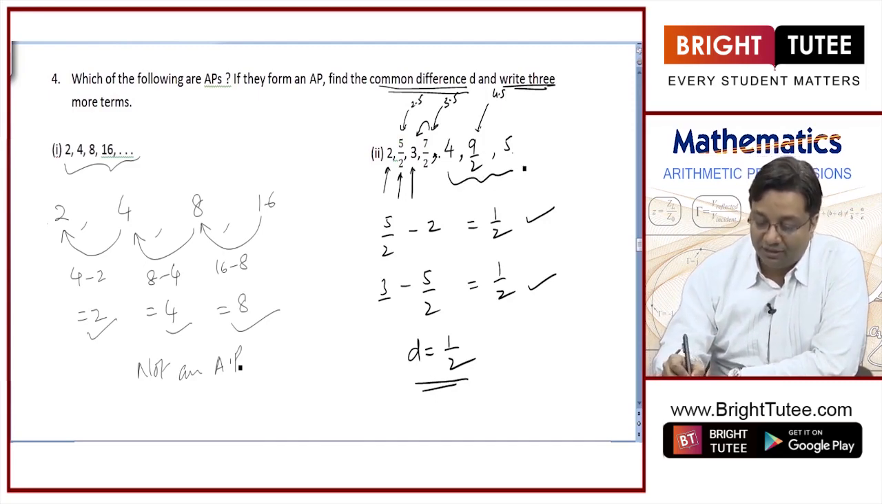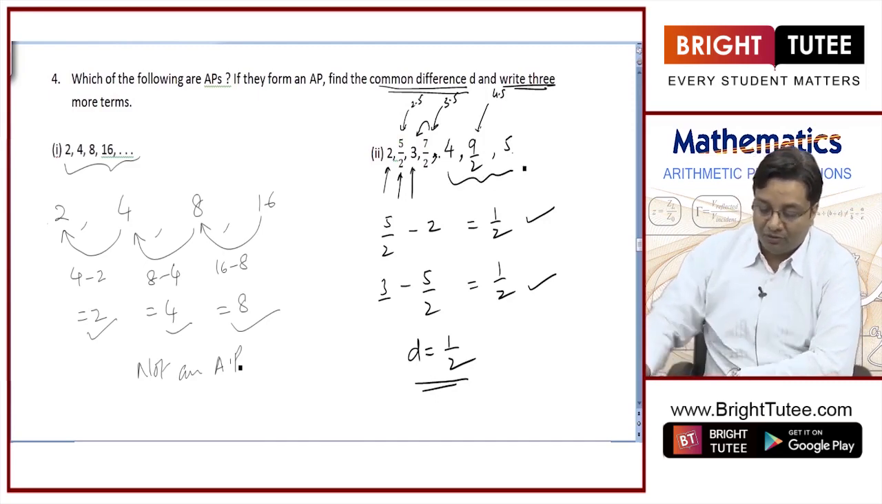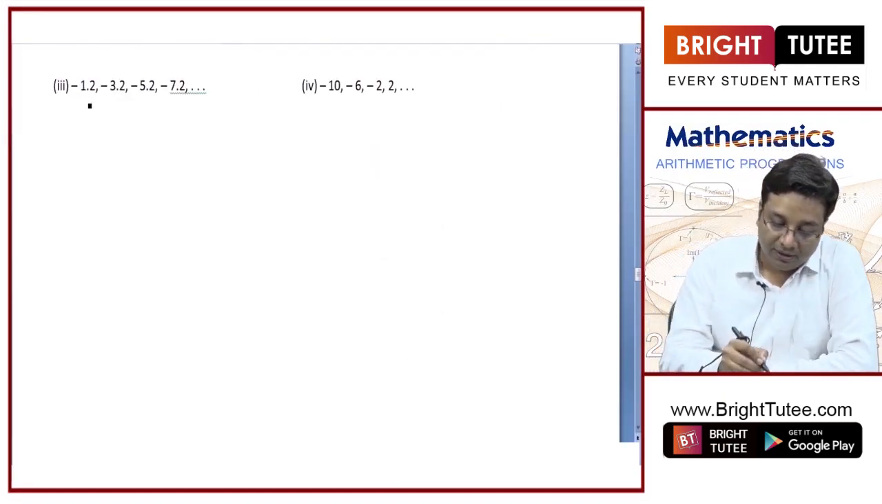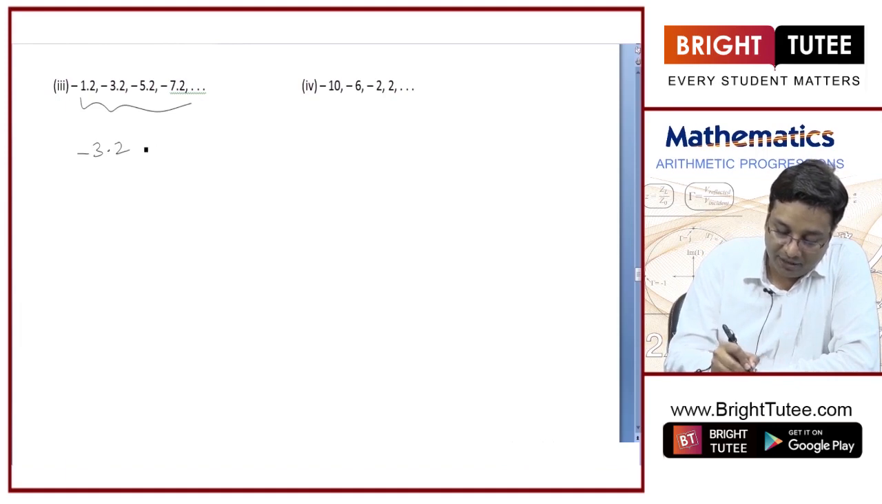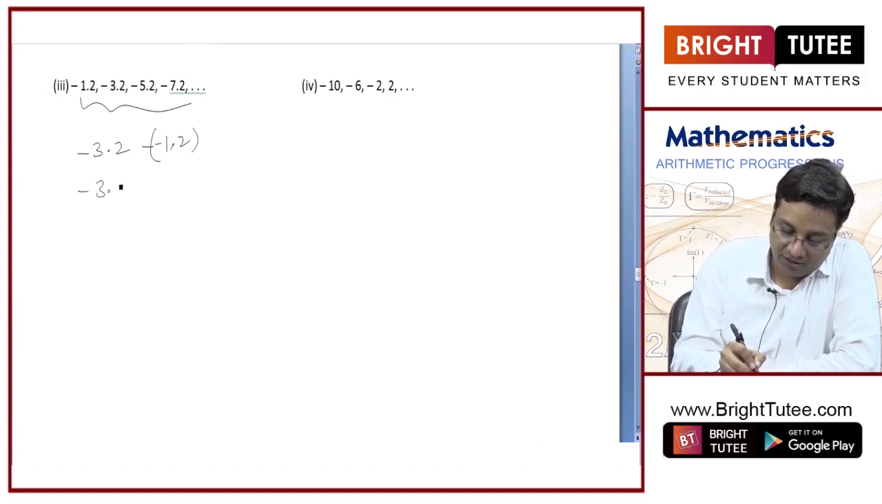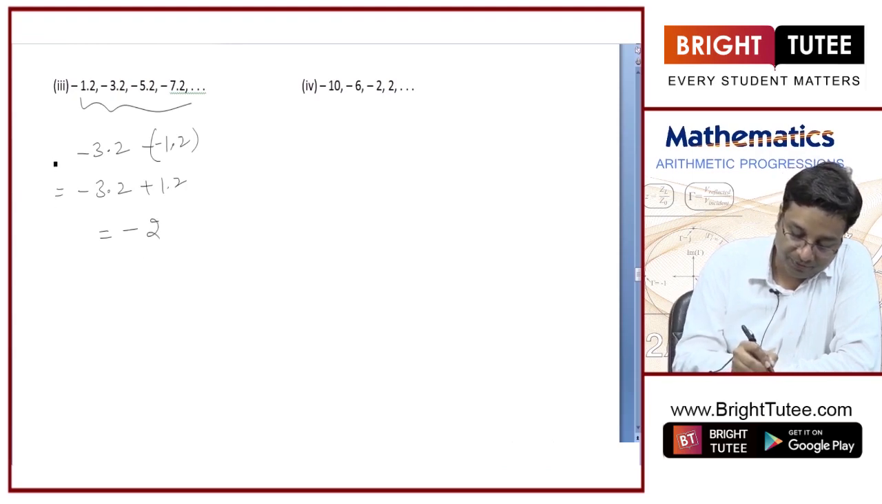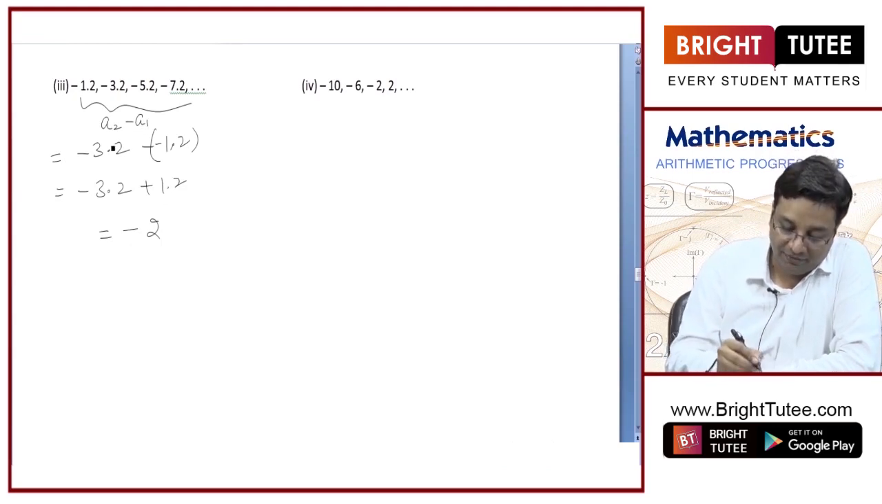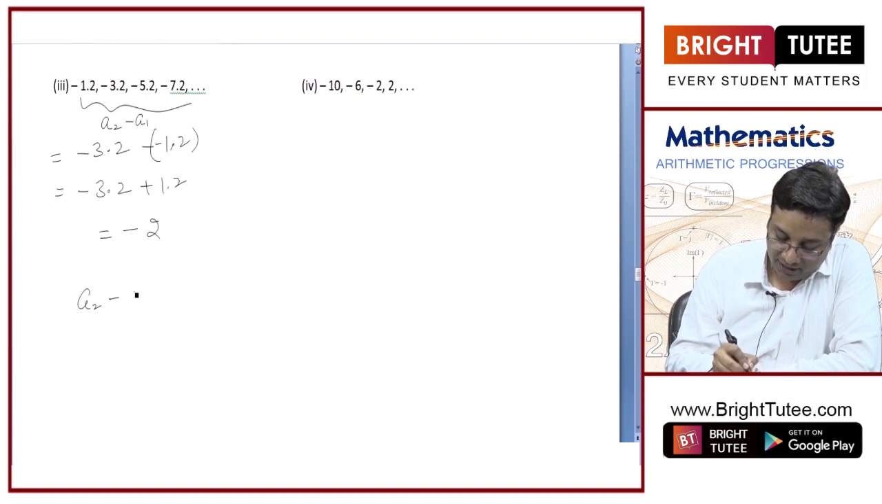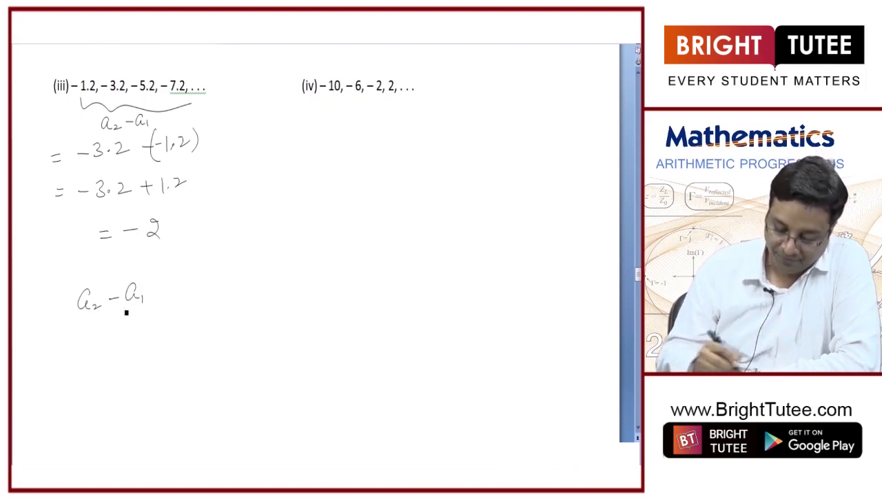So I have written the next 3 terms. Right? Let's move to the next. In this particular question, I'll subtract minus 3.2 minus of 1.2. So it is minus 3.2 plus 1.2, which is equal to minus 2. Right? So what I have done till now is I have subtracted the first term from the second term. I have denoted the second term by A2 and the first term by A1.